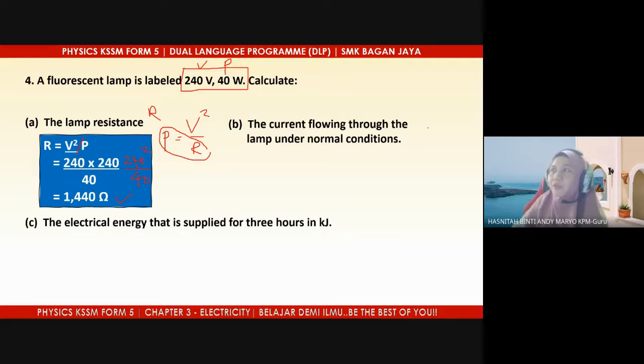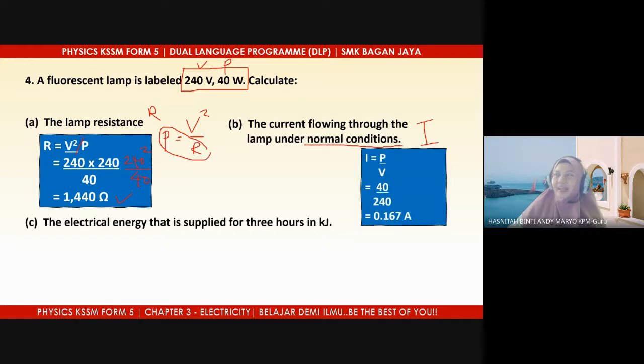Okay, how about B? Find the current flowing through the lamp under normal condition. So normal condition means it operates at the supply voltage of 240 volt. Okay, so what equation to find current in B? Now you have 3 pieces of information: V, P, and from A you have R. How to find I? You can use any one of them. So you can use this one, I equals P divided by V.